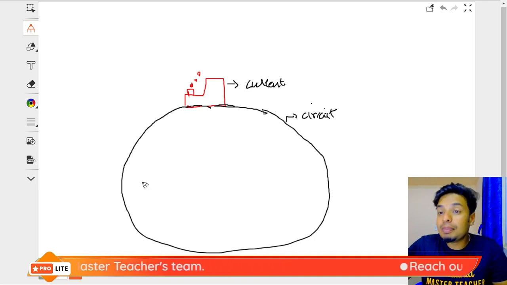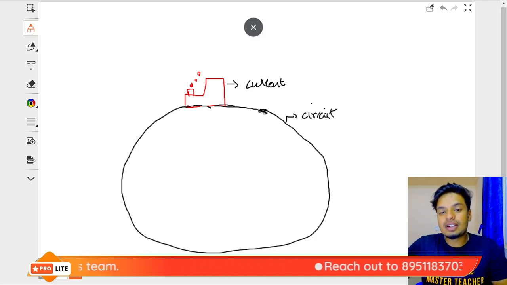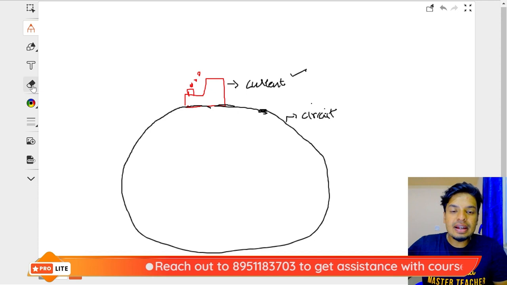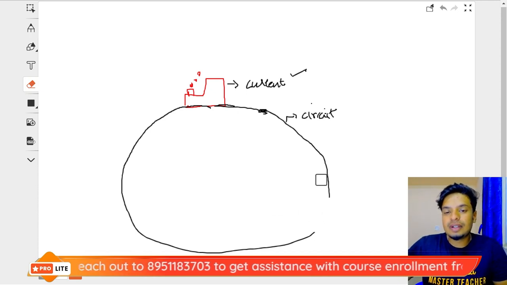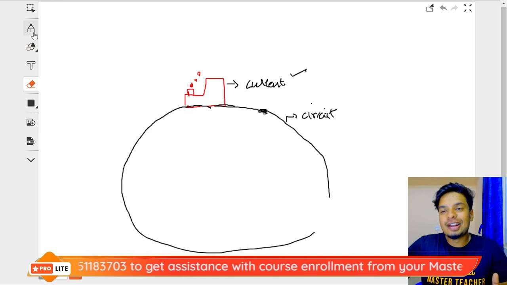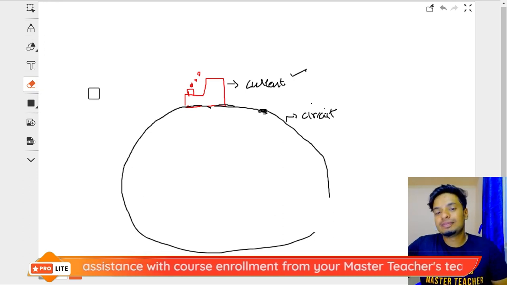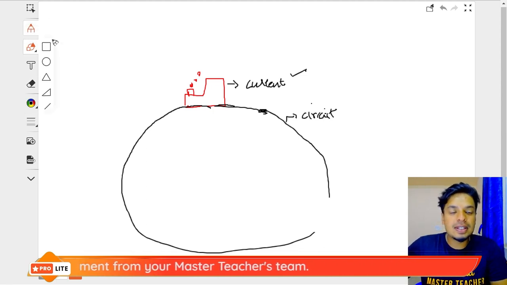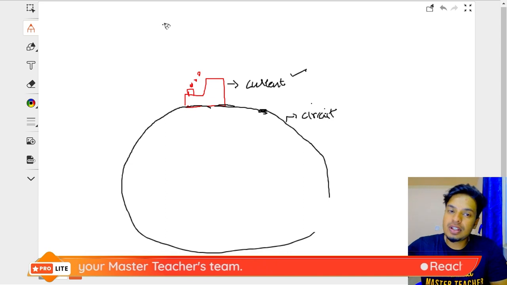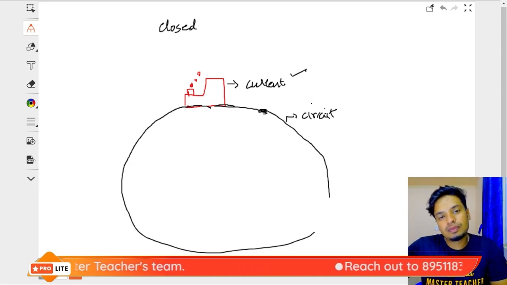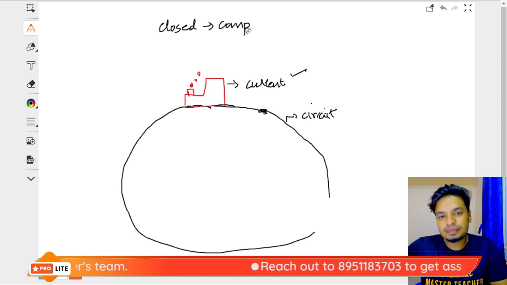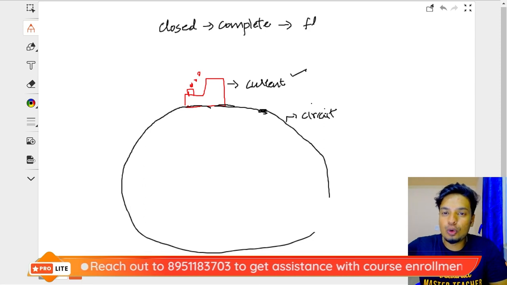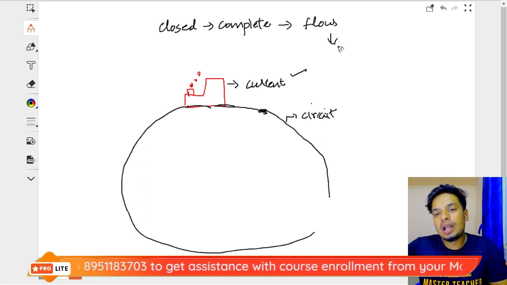So when the track is complete, when there is no gap anywhere, the track is proper, electric current flows through it. But suddenly the track becomes cut. The circuit is open. Electric current cannot flow through it. I am repeating again, guys. If the circuit is closed, it is complete, and there is a flow of charges, electric current flows, the bulb will glow.